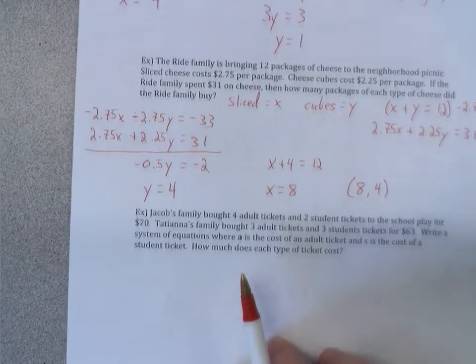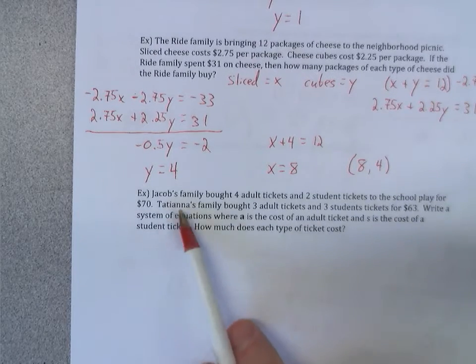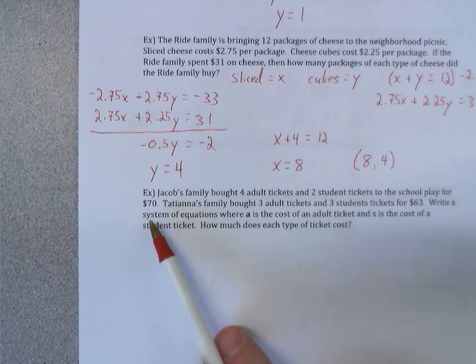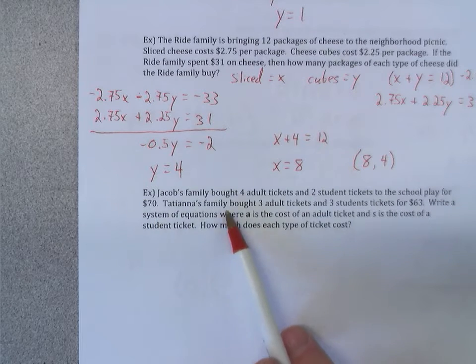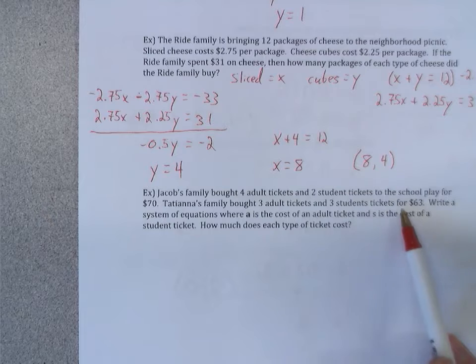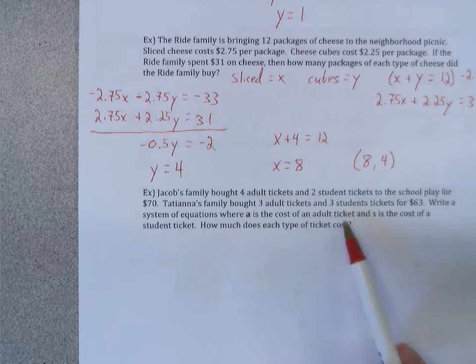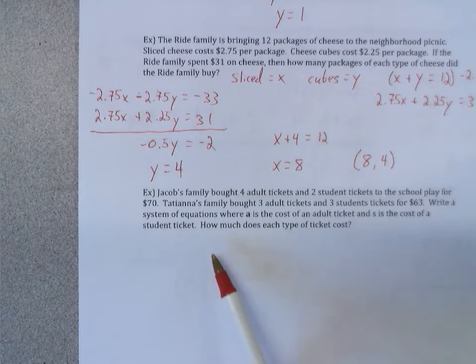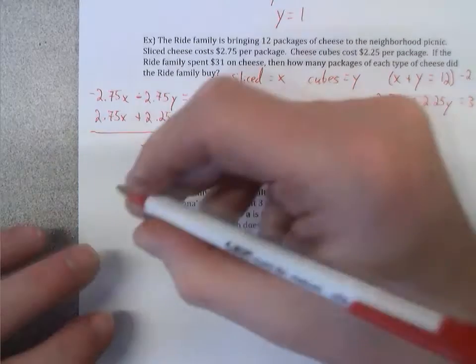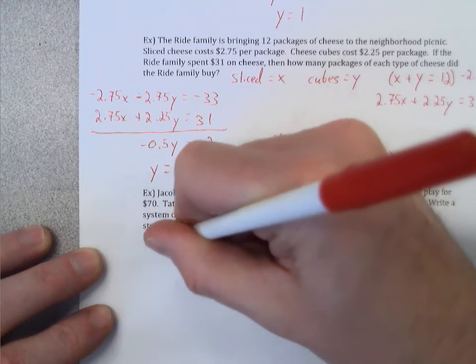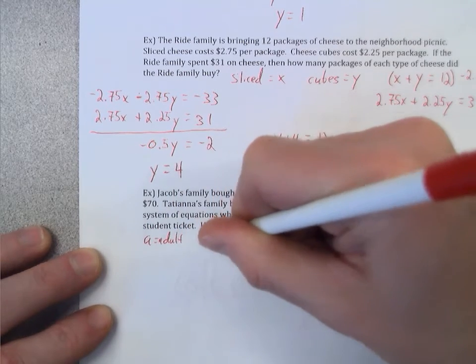Okay, let's look at one more. Jacob's family bought 4 adult tickets and 2 student tickets to the school play for $70. Tatiana's family bought 3 adult tickets and 3 student tickets for $63. Write a system of equations where A is the cost of an adult ticket and S is the cost of a student ticket. Okay, so we know A equals an adult ticket, S equals a student ticket.